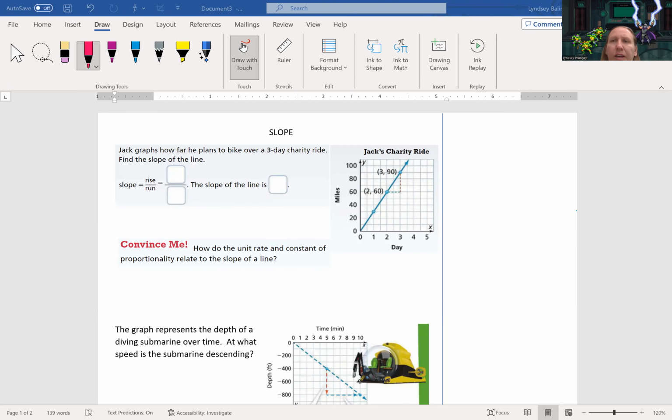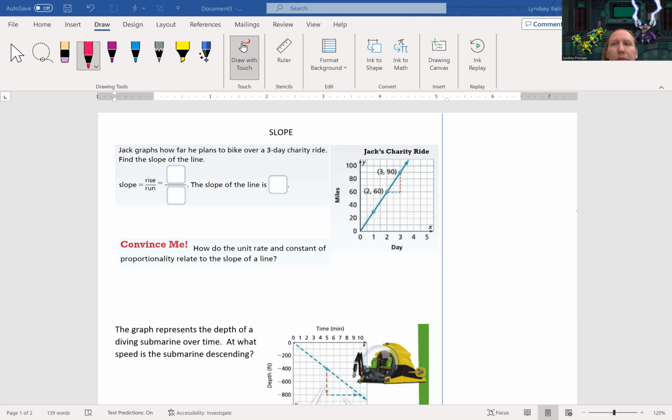So we have been talking a lot about proportional relationships. So now we're going to take those proportional relationships and start talking about some slope. Now, in general, when you hear slope of a line, you're usually talking about how steep it is. Is it flatter? Is it closer to vertical? You think of a ski slope.